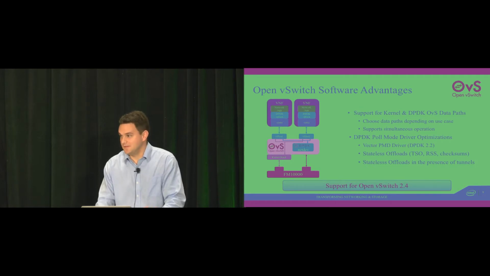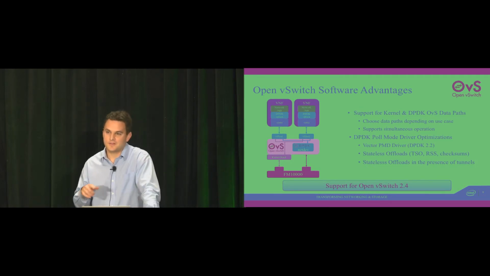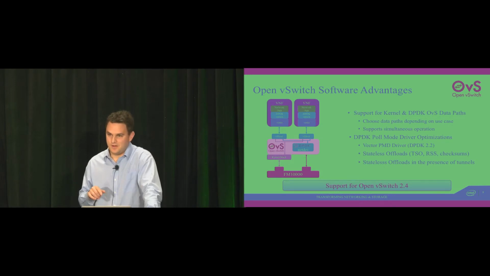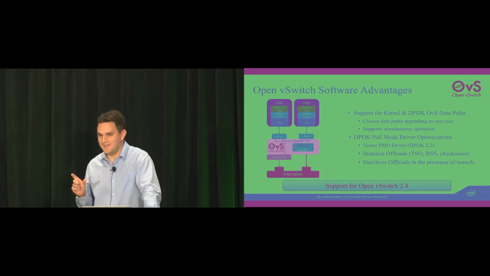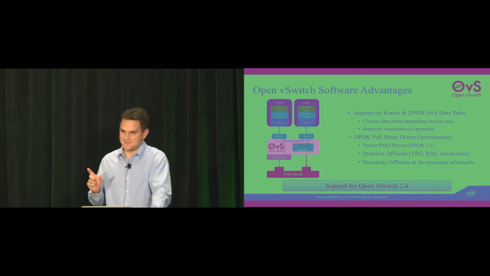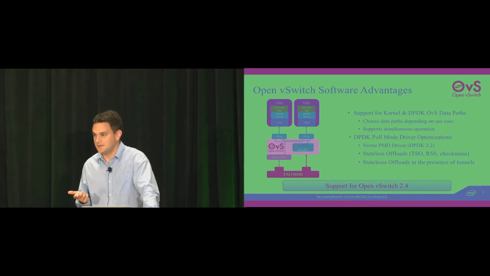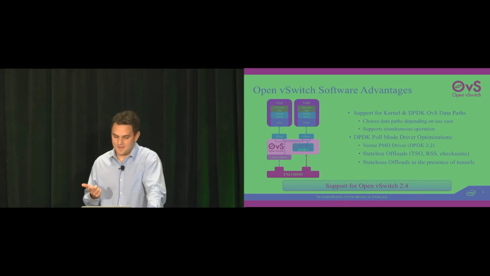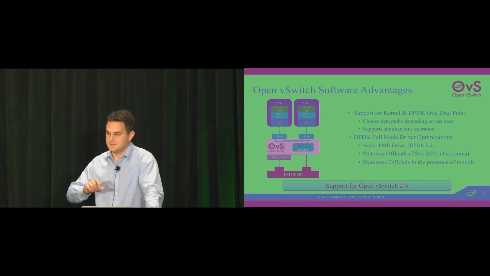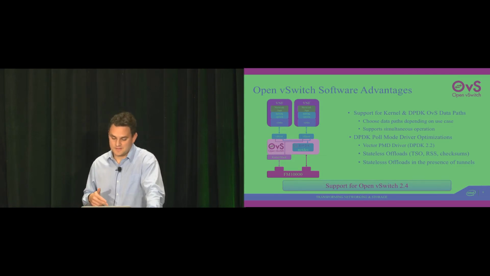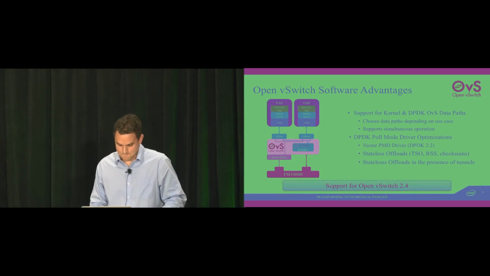The second thing we do, very similar to what we do with all of our other devices, is take advantage of all of the DPDK expert mode functions to make these things go faster. So we have a vectorized PMD that uses some of the vector instructions of the CPU to do faster processing inside the user space pipeline. And we obviously take advantage of all the stateless offloads, but we also take advantage of them in the presence of tunnels, which I think was talked about earlier today.